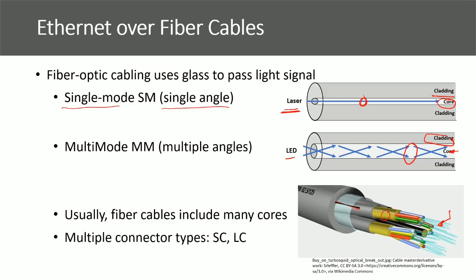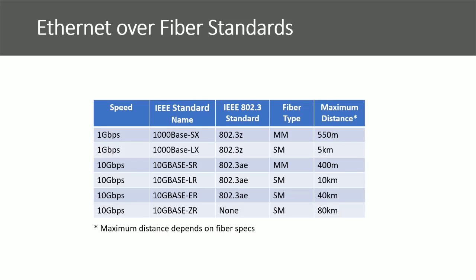For connector type, there are many types of connectors when it comes to fiber, but the most common connectors currently are SC and LC connectors. When it comes to IEEE standards, we have multiple standards for fiber, so these are some of the common standards when it comes to Ethernet over fiber.